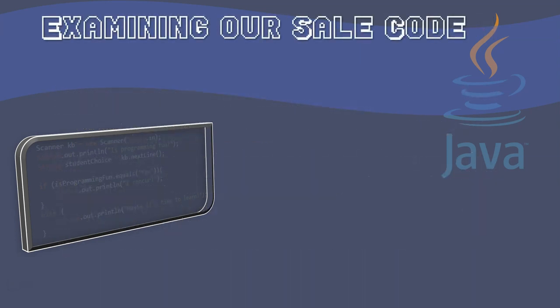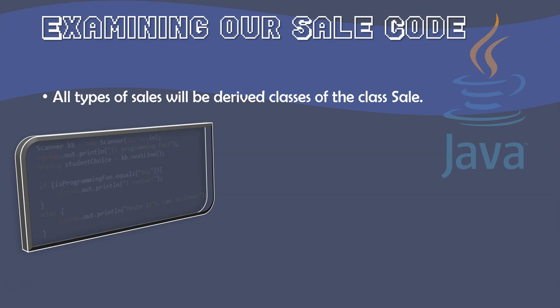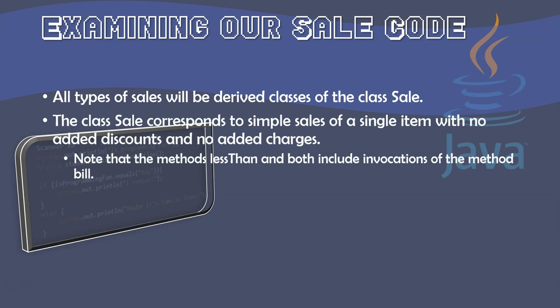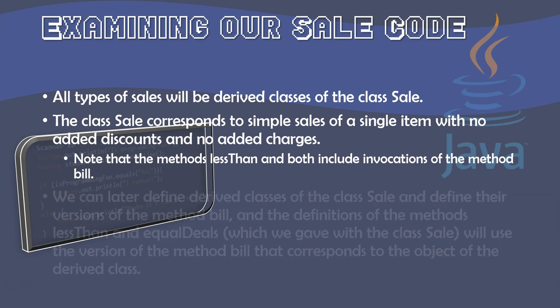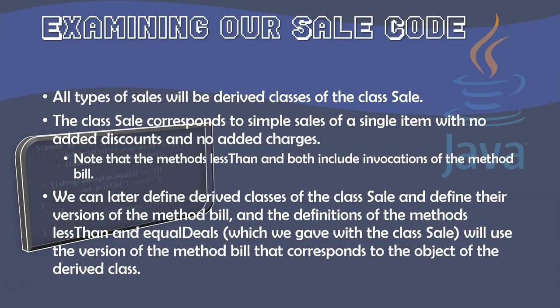So if we look at our code for sale, all the types of sales will be derived classes of the class Sale. The class Sale, of course, corresponds to simple sales: a single item, no added discounts, no added charges. And we have two methods called lessThan and equalDeals, and both include invocations of the method bill. Now, we can later, of course, define derived classes and define those methods, and the methods lessThan and equalDeals will be the version of the method bill that corresponds with the object of the derived class.